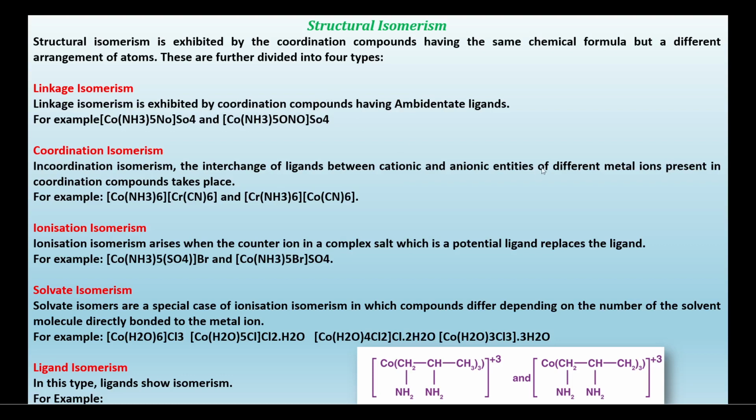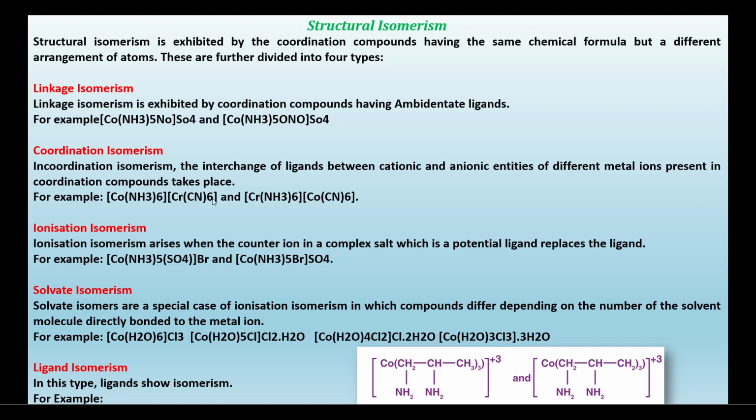Linkage isomerism is exhibited by coordination compounds having ambidentate ligands. Ambidentate ligands are ligands with two donor atoms, and two linkage isomers are possible, which link through the respective donor atoms. Coming to coordination isomerism, there is an interchange of ligands between cationic and anionic entities in the coordination compounds.